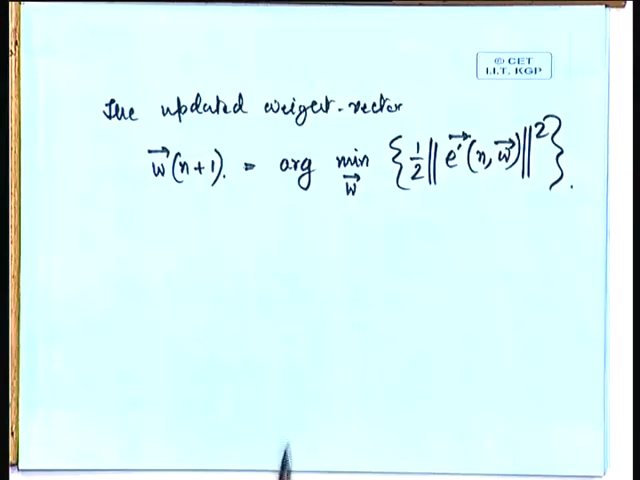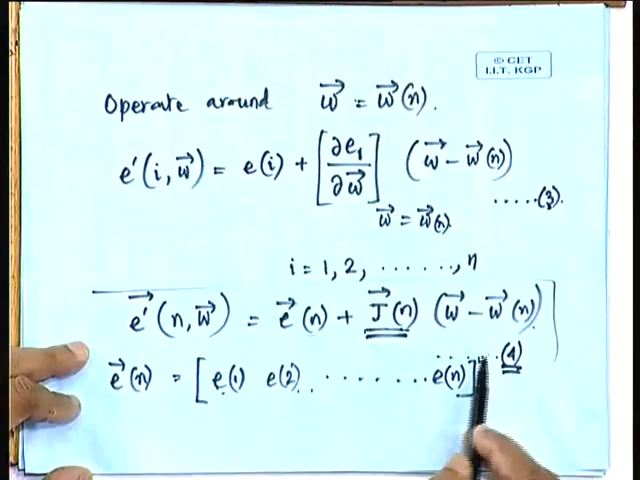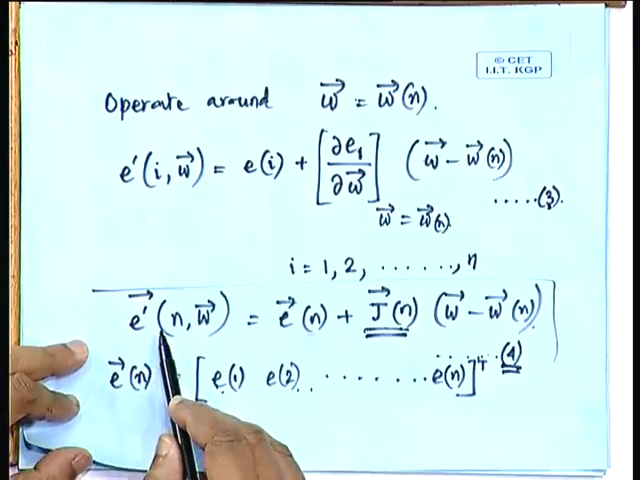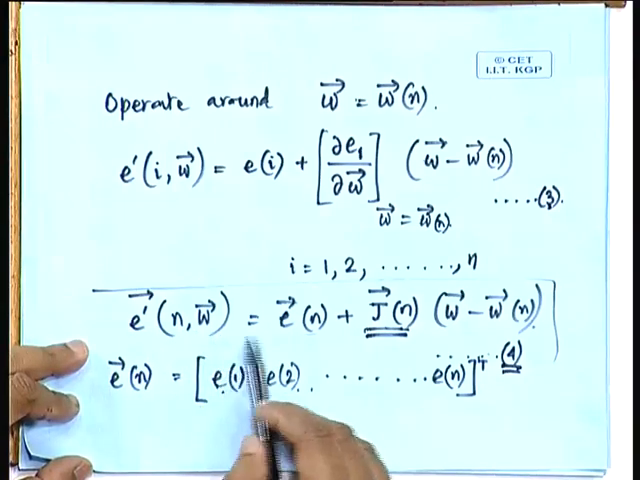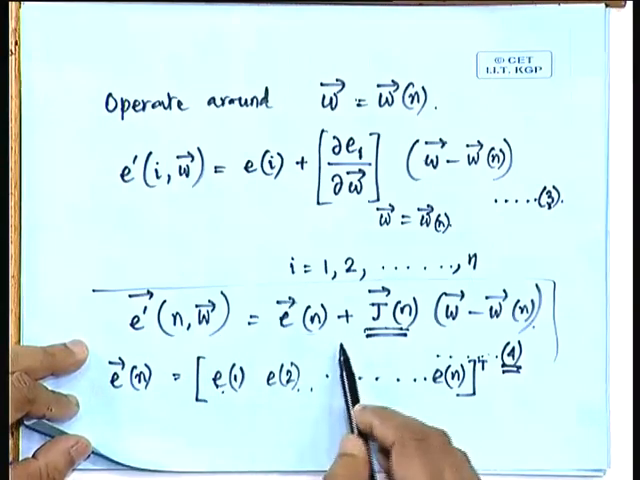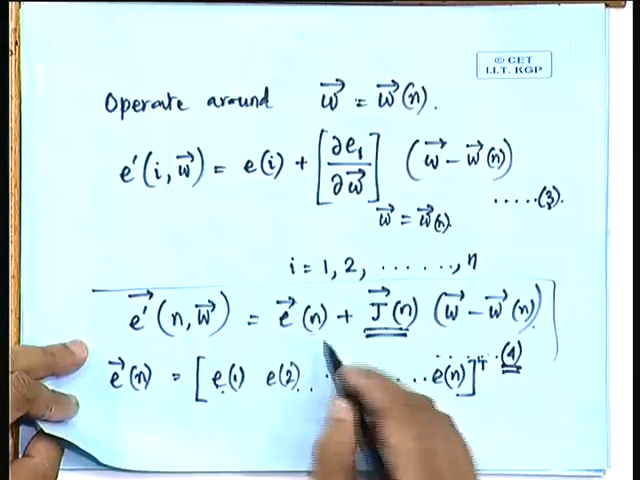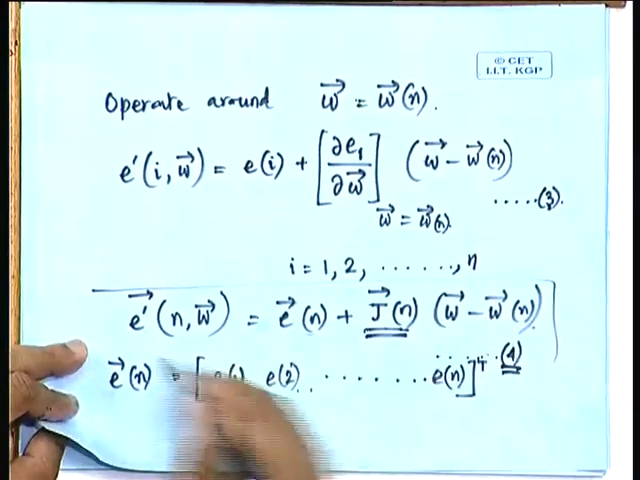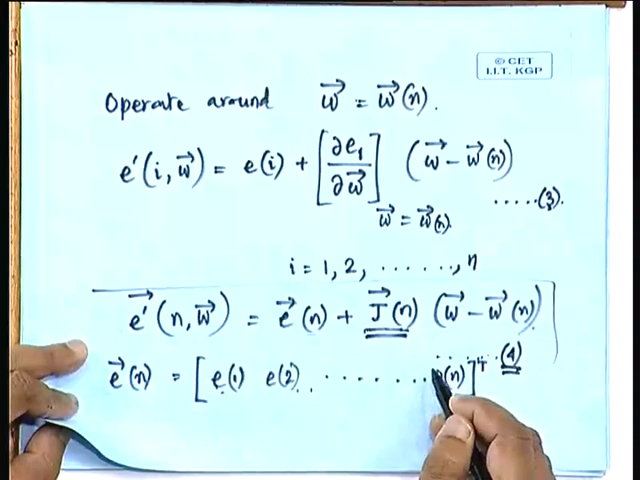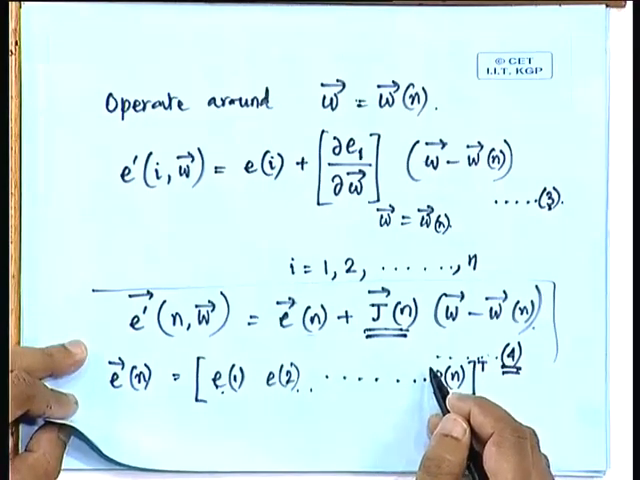Now we again come back to this equation. From this equation, the new error vector is expressible as the old error vector plus this term. Here it is possible for us to calculate the error square very easily.